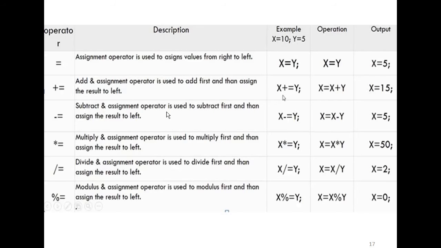Similarly, we have the subtract and assignment operator, that is x = x - y, and we have x = x * y, and we have x = x / y and x = x % y.